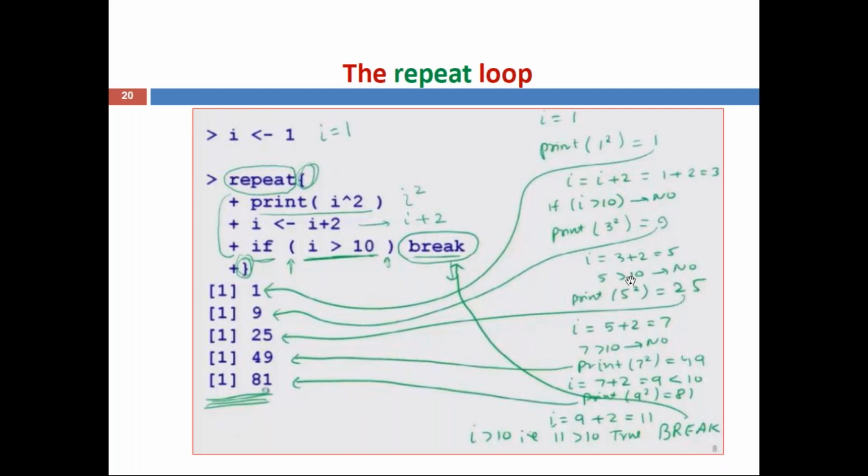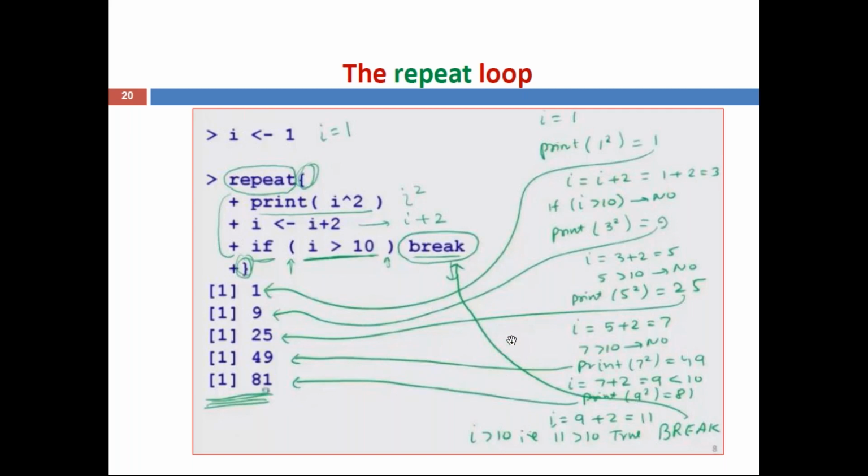Then the current value of I is 5, and that is increased by 2. Now it is 7. 7 greater than 10 is also false. Then it prints 7 square, 49. This is the next value. Then I is increased by 2, 7 plus 2, 9. 9 greater than 10 is also false. Then it prints 9 power 2, that is 81. Then it is increased by 2, 9 plus 2, 11. Now you can see 11 greater than 10. This condition is true. Then it enters the next line.